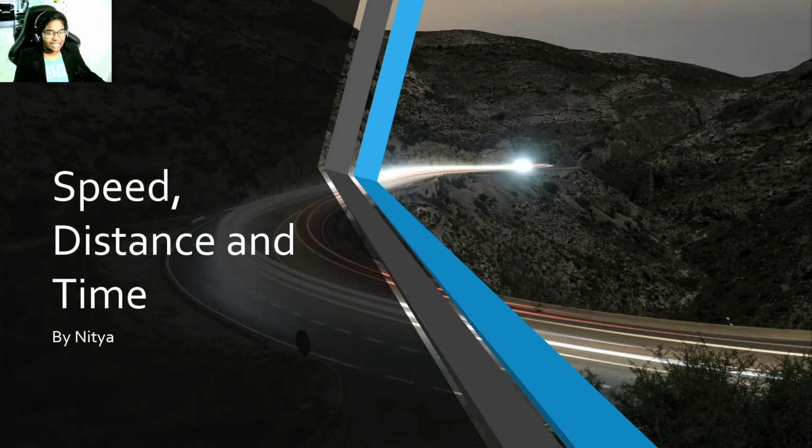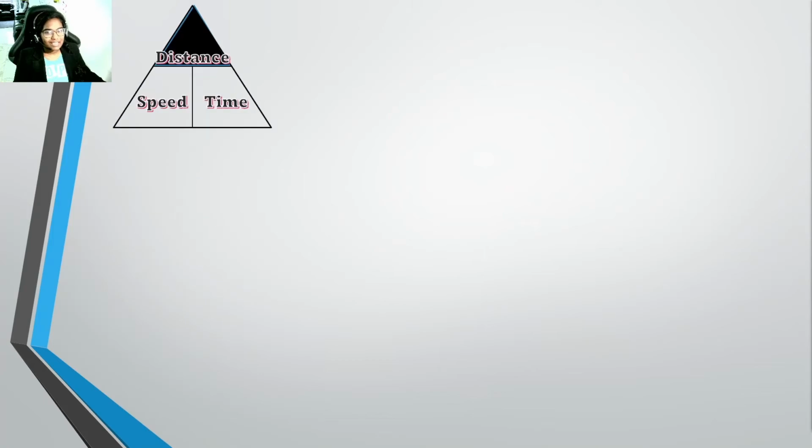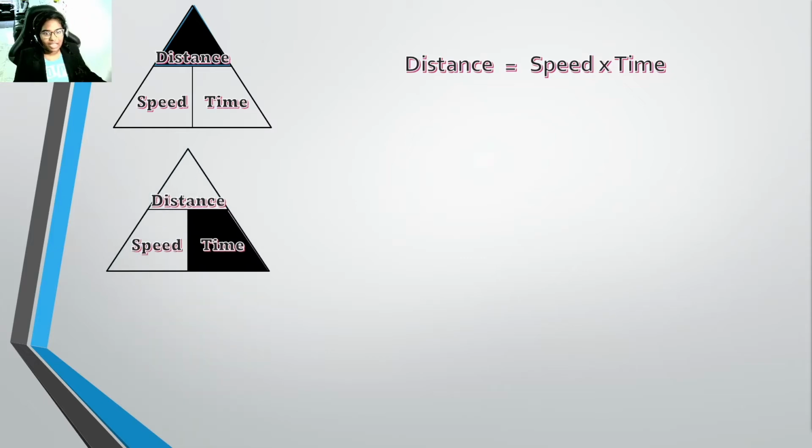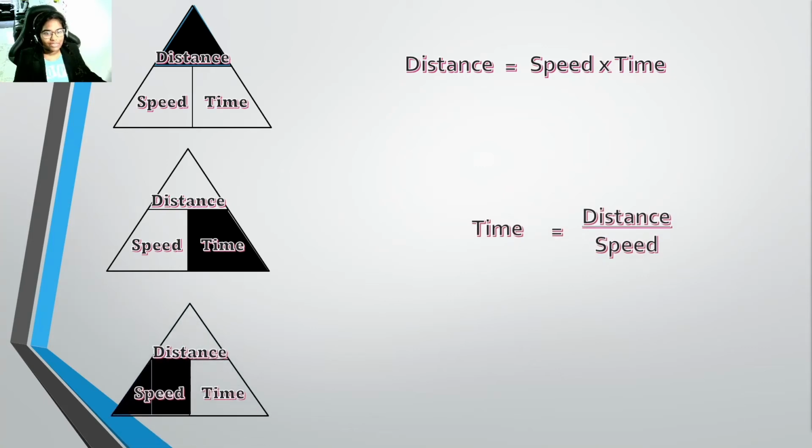Speed, distance, and time. Today we will be looking at distance, speed, and time. You may know that these three things are related and can be put in an equation. For example, distance equals speed multiplied by time. If you wanted to find the time, you would just have to rearrange the equation to form time equals distance divided by speed. As for speed, you will need to do the same thing, which would leave you with speed equals distance divided by time.